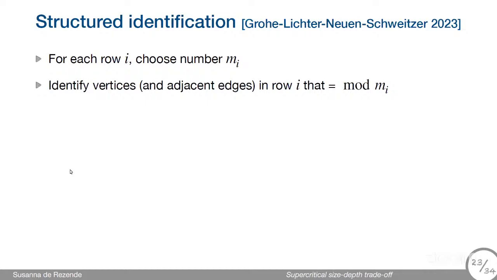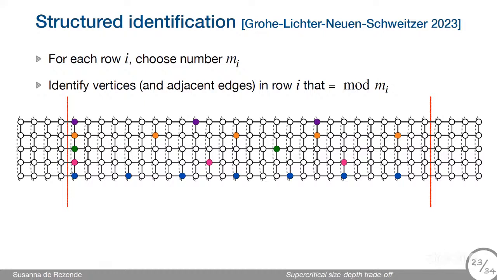Okay, so in the case of our grid graph, what Grohe, Lichter, Neuen, and Schweitzer showed last year was a very ingenious way of identifying variables. I won't get into too many details here, but you choose some numbers m_i, a different number for each row, and you identify the nodes in that row that are equivalent modulo this m_i. So for example, those purple vertices on the top would be identified. And you would identify the adjacent edges. So the left, right, up, down edges would be identified.